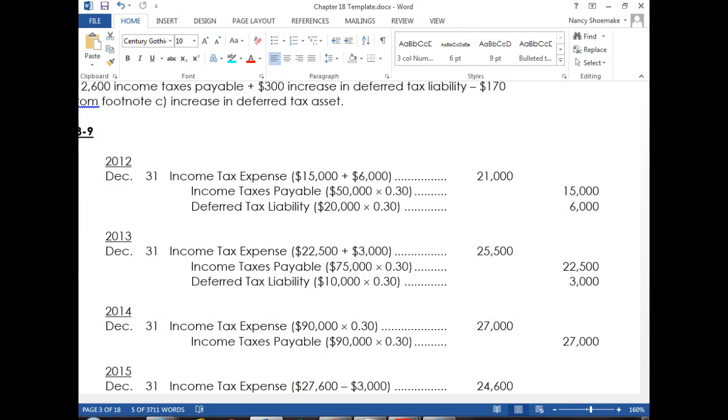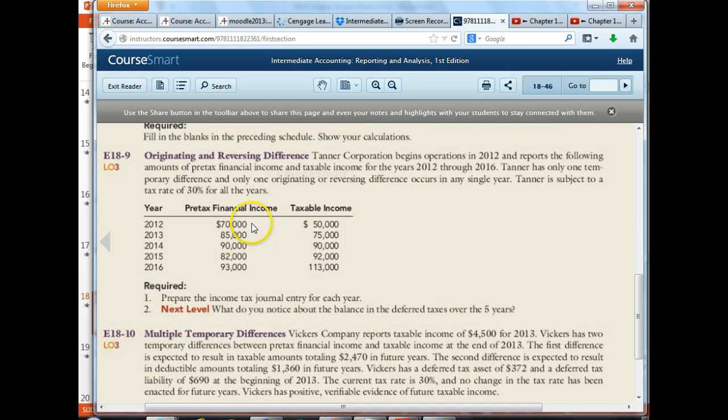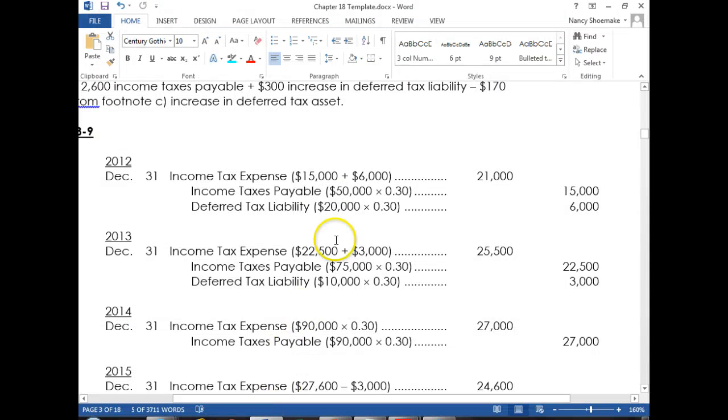So let's look. For this year, it's financial income of 70, taxable income of 50. Well, if you think about it, we have income taxes we're paying on $50,000 at 30%, so we're paying $15,000 in taxes. We've got $20,000 that's going to be deferred until future periods. So $20,000 of it times 30% is 6, which means our income tax expense based on book purposes is $21,000.